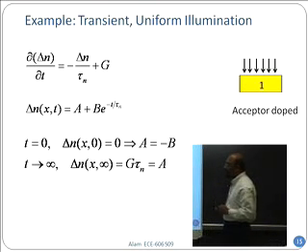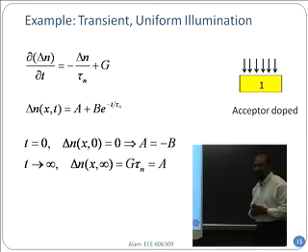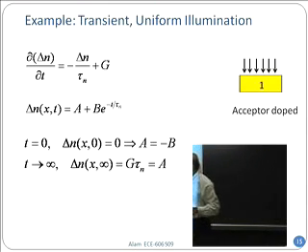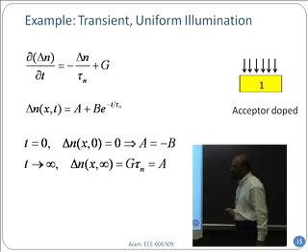You can see. What will happen at t equals infinity after I have shined the light for a long period of time? You can see that it will reach a constant. And what is the value of the constant? It is simply a. That is the value of that constant.